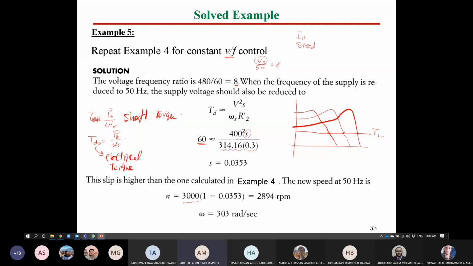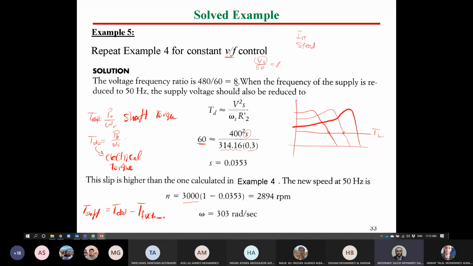And when to use this and that? Shaft torque is used for the output power. So this is the torque at the shaft, and the relation between them is T shaft equals T developed, which is electrical, minus T friction. If rotational or friction losses are neglected, the shaft torque will be the same as the developed torque.